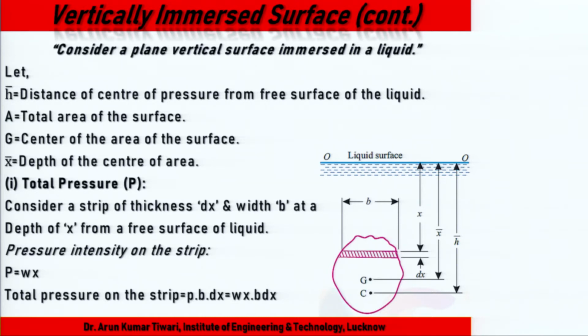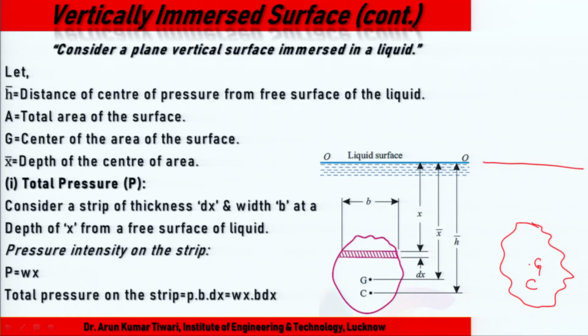So, if you see capital P, in this case the surface is vertically immersed. Suppose any surface is vertically immersed, it has a center of gravity, G, and the center of pressure, capital C.